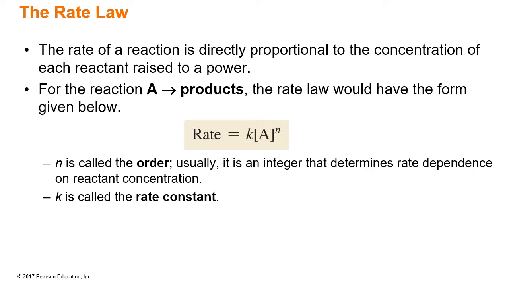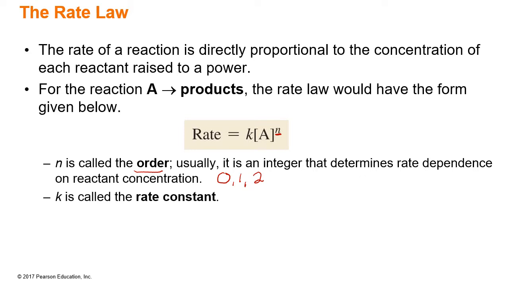The rate often depends on the concentration of one or more of the reactant molecules, and that concentration is raised to a power n, and we call that the order. It's usually an integer value, and it helps us to determine how the rate depends on that reactant concentration. Typically, we're going to see values of 0, 1, or 2, although it can be other values as well.